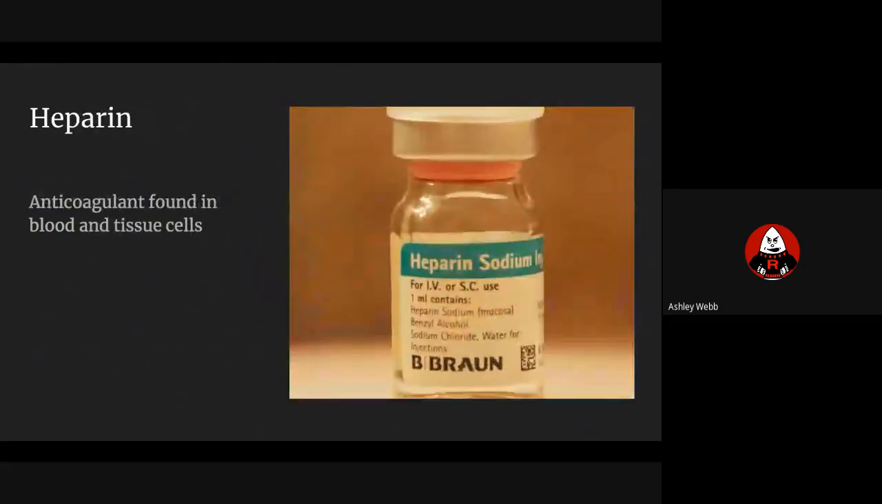Heparin. Heparin is an anticoagulant found in blood tissues. It can also be taken if you're low.